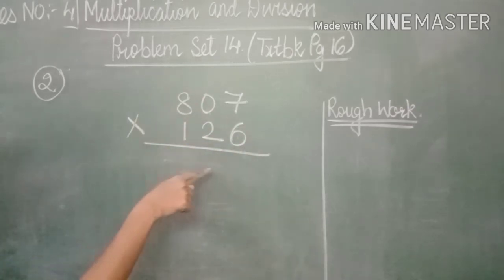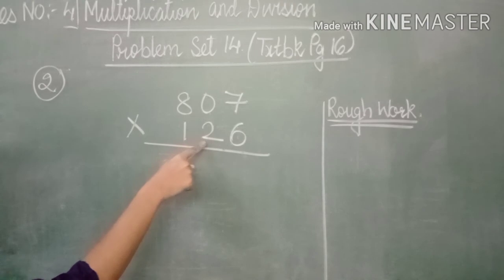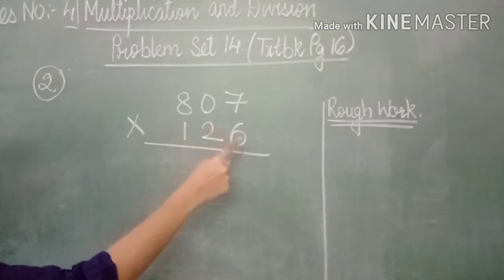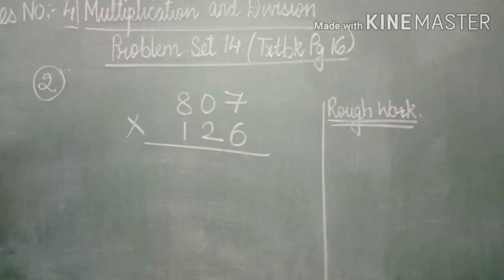Then afterwards we are going to multiply with 2, that is coming in the tens place. Then we are going to calculate with number 1, which is coming in the hundreds place. So let's first do the multiplication of 6 sevens. Now you should know your tables very well. So 6 sevens are 42.